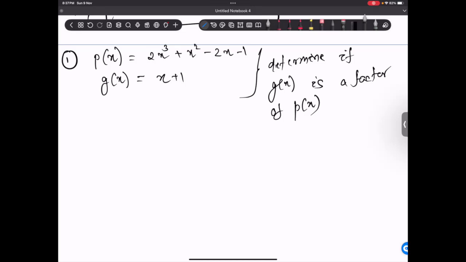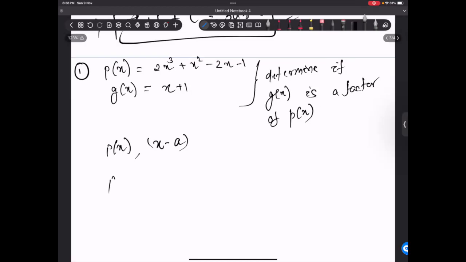तो फैक्टर थ्योरम में हमने क्या सीखा? हमने सीखा कि if p of x is a polynomial and let's say x minus a is a factor of it, then for p of a, the value of p of x will be 0.